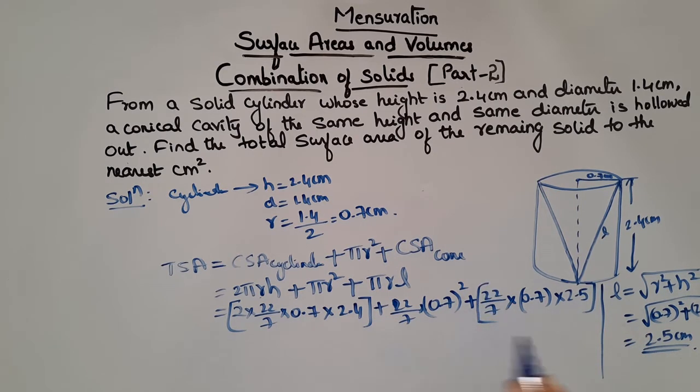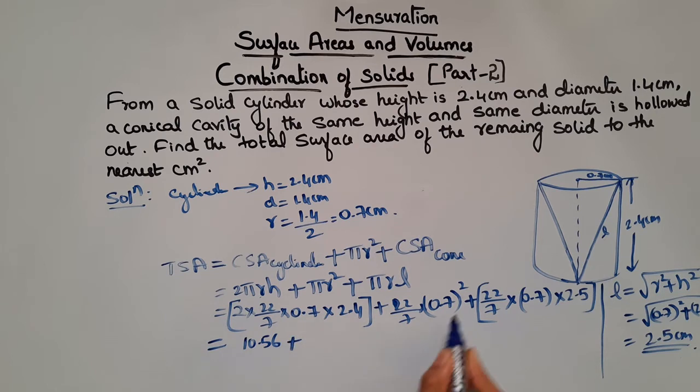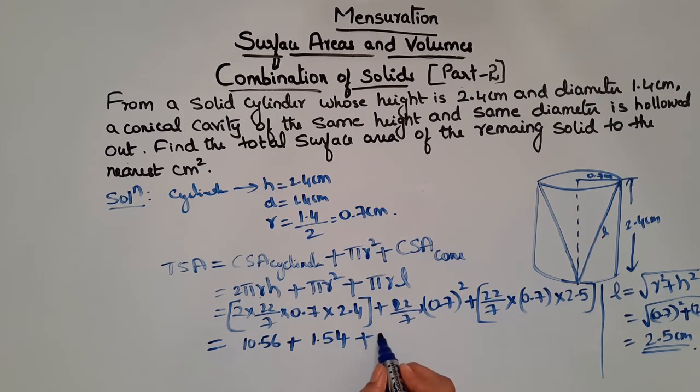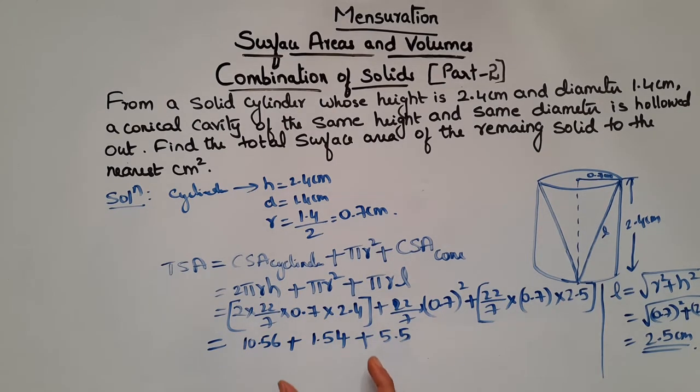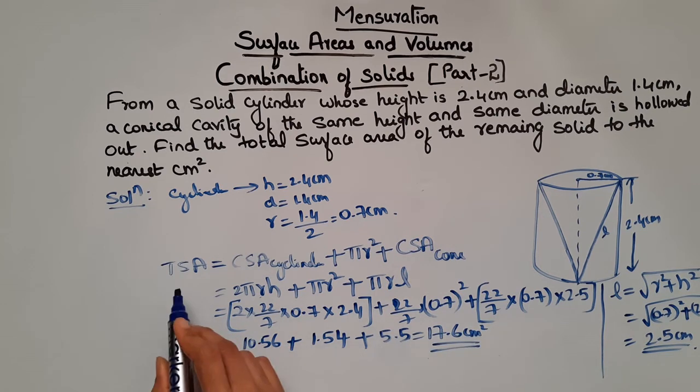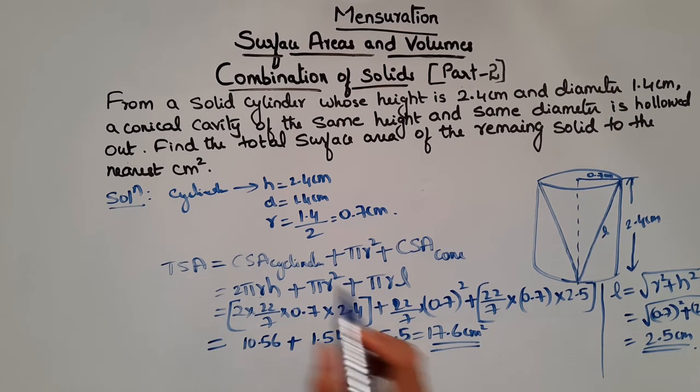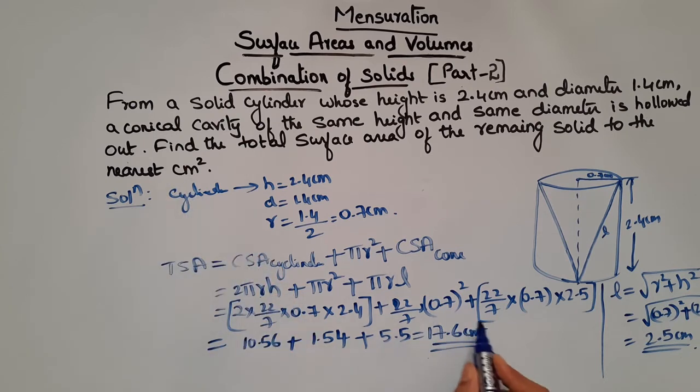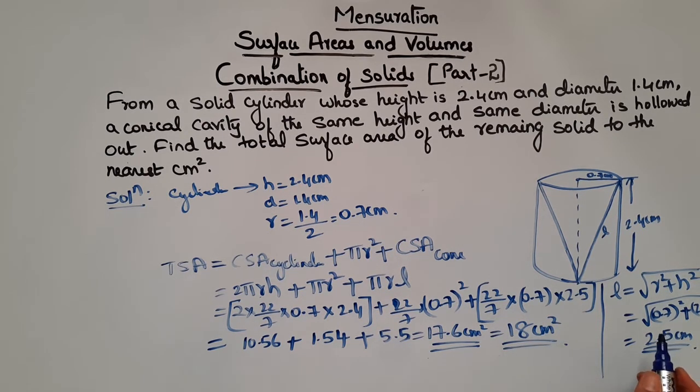So this is of cone, which is equal to, when you simplify this, this will give you 10.56 plus, when you simplify this term, this will give you 1.54 plus, when you simplify this term, this will give you 5.5 centimeter. So when you add all these terms, this will give you 17.6 square centimeter. This is the total surface area, so it is square centimeter. Here they have said nearest to square centimeter, which means you have to round up the value. Here 17.6 is greater than 5, right? You can write this as 18 square centimeter. I hope this is clear.